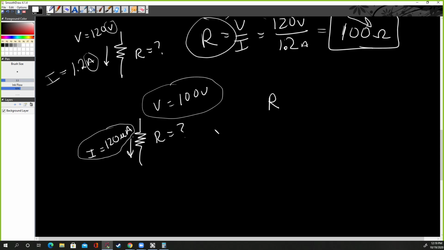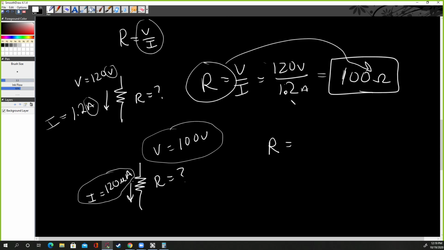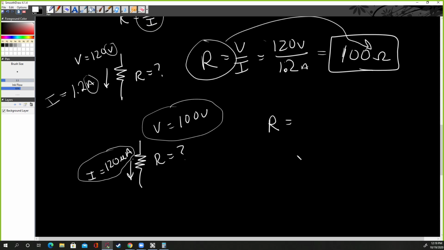Well, which one has the R by itself? It's this one right here, right? R equals V divided by I. That's the only one with the R by itself. So all we got to do is take V and divide it by I. I have the 100 volts right here. We're good. But I can't put 120 microamps. Do not put 120 here.